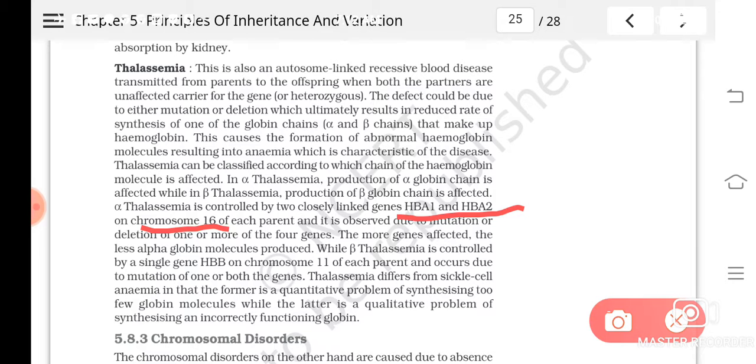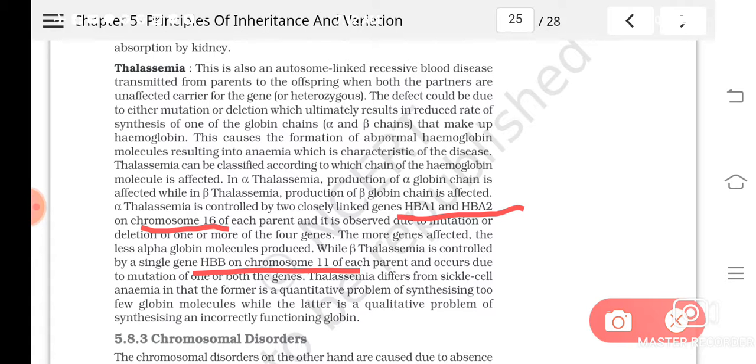Understood? Now beta thalassemia is controlled by a single gene known as HBB, which is present on chromosome number 11. Understood? And there are only two alleles for it. So if those genes are recessive, then what happens? The production of beta chain will be affected, and the production of normal hemoglobin also will be affected.